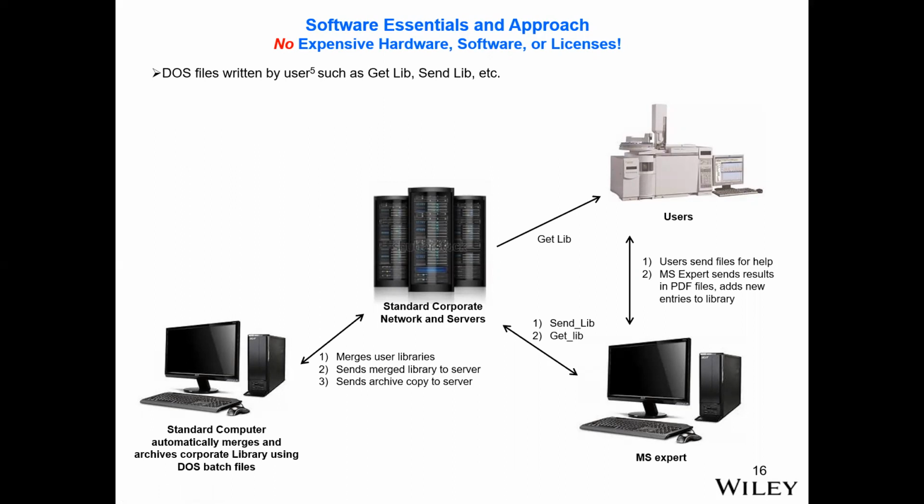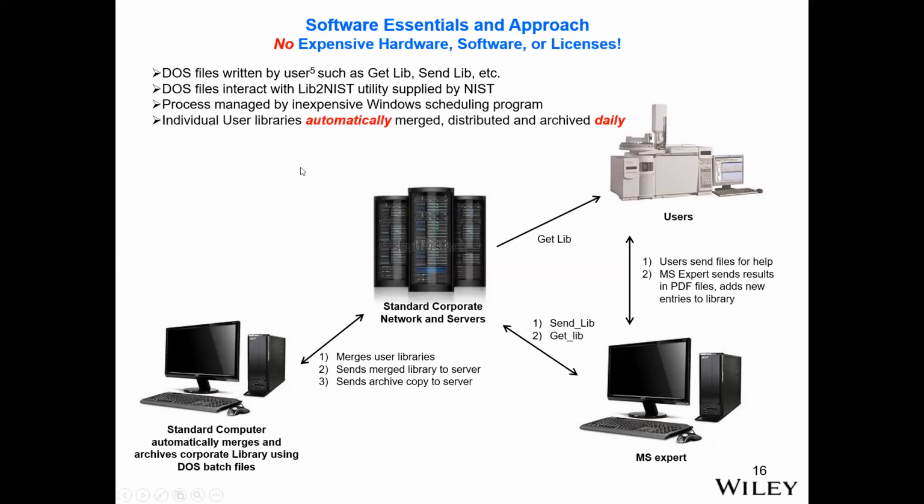So how does this all run? Well, it's pretty much free from NIST. It runs by DOS files written by the user, which was me. And we have a bunch of different DOS files, and it interacts with their lib2NIST program that does all of this combining multiple libraries, et cetera, updating indices, whatever it takes. And the process is managed by an inexpensive Windows scheduling program on the computers. So it just runs these DOS programs automatically, nothing pricey there.